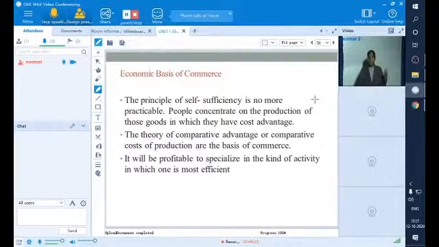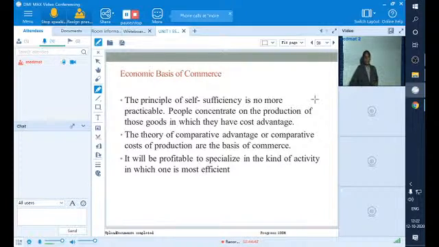For how much amount am I purchasing the raw material, how much amount do I need to invest to make the raw material into finished goods? All these you need to calculate together. After that you need to give a price to the particular product. So this is the basis for commerce. It will be profitable to specialize in the kind of activity in which one is most efficient.